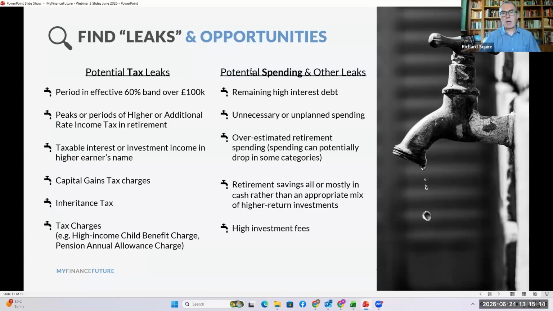And then looking at the other aspects: high interest debt, unplanned spending, and other costs around investment and so forth, and in particular higher than necessary spending in retirement, because there are opportunities to be more efficient in retirement if you think those through. And the investment balance, and whether you've got the right mix between cash and other investments to give you the right level of return for your risk appetite.